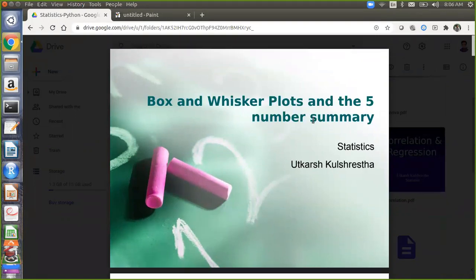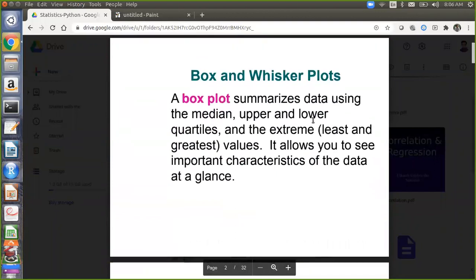I'll start with the box plot, and I'll try to explain what it does, and we will see how we can find out all these details. A box plot summarizes the data using the median, upper and lower quartiles and the extreme values. Extreme values are the least and greatest values, the minimum and maximum values in your data set. So it allows you to see important characteristics of the data at a glance, basically how your data is spread and distributed. This is what you can see via the box plot or a whisker plot.